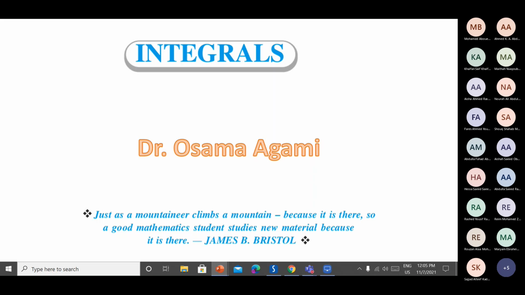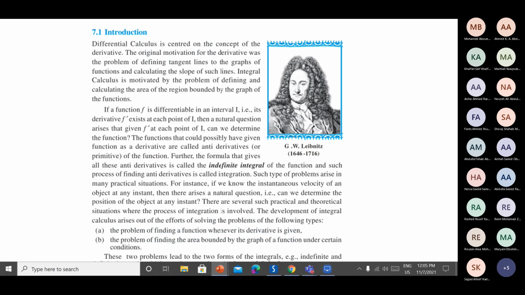Let's start with the integrals of one variable function. We know how to find the derivative or the first derivative of the one variable function. And the geometrical meaning for the first derivative is the slope of the curve represented by the function f of x.